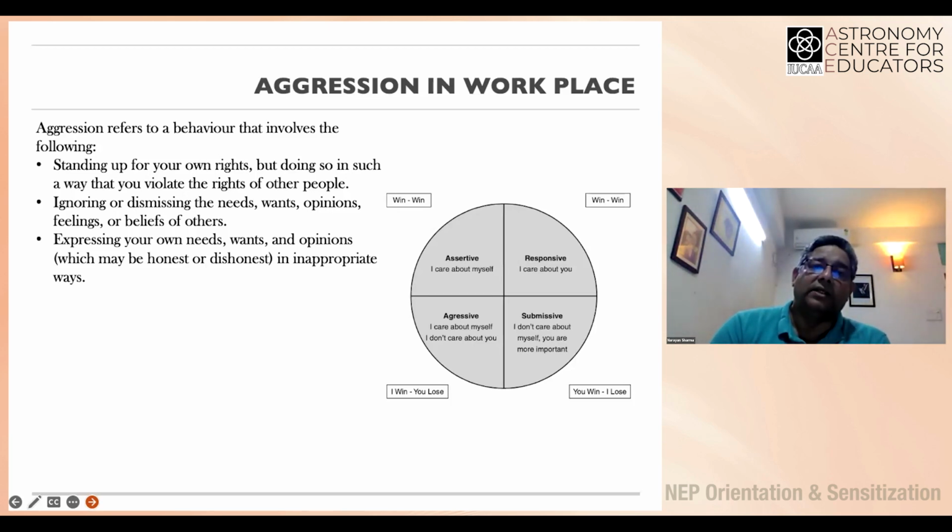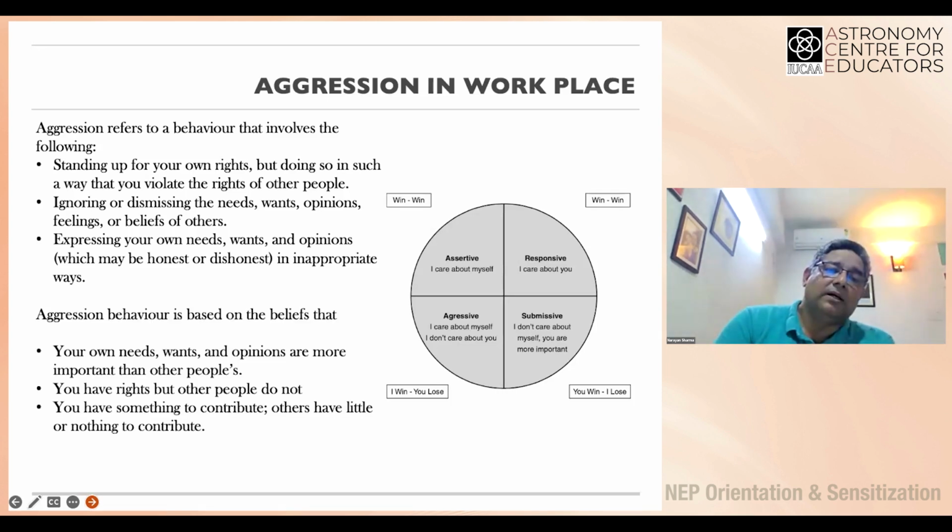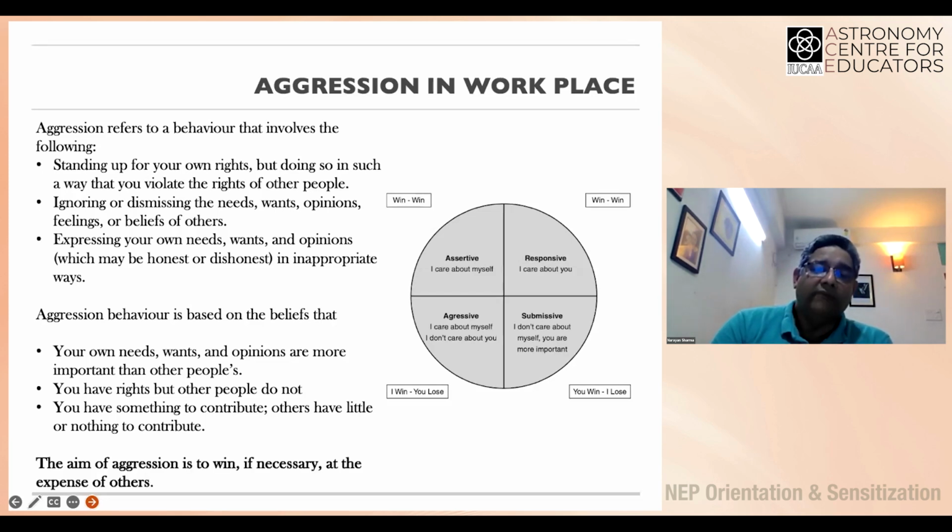This includes the tone of the voice, or your body language, things like that. And aggressive behavior is based on the belief that your own needs, wants, and opinions are more important than others'. And you have rights, but others do not have. And you have something to contribute, others have little or nothing to contribute. I think that this behavior is based on this kind of belief. So I think you can visualize some of the situations you have been in, and you can see the other person responding in these three different ways. Therefore, the aim of aggression is to win, if necessary at the expense of others.